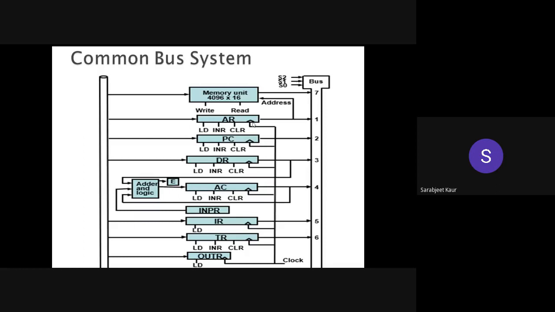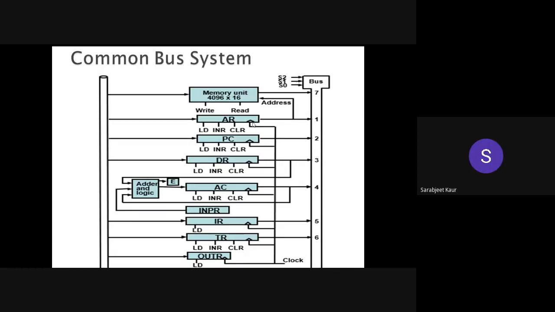Even if I have enabled the load input of some particular register and there are some contents which have been placed on the bus, still those contents will not be transferred into that register unless and until the next clock pulse is given, unless and until the next clock pulse strikes. Is this clear?